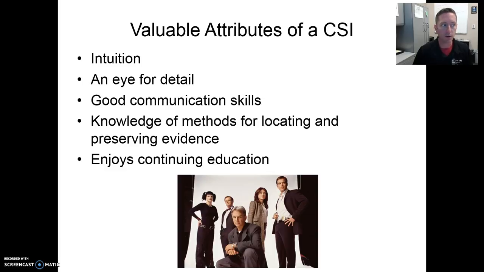The things that we're looking for. Got to have a little bit of intuition. Got to have that gut instinct. Sometimes we talk about the hair on the back of the neck that stands up. If you get into a situation and something doesn't feel right, you listen to those gut instincts. Eye for detail. You got to be looking out for the small things, for stuff that doesn't look right, that doesn't add up.